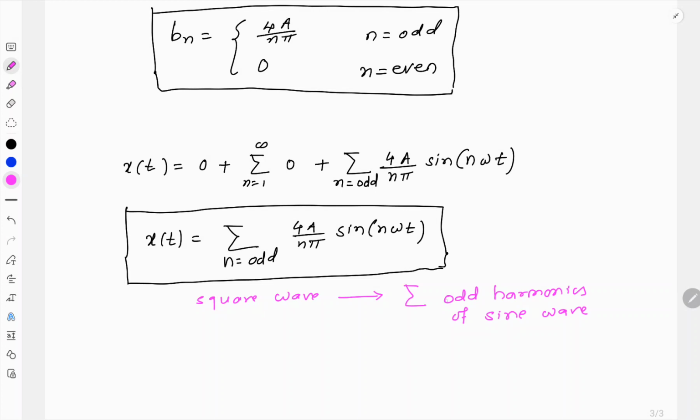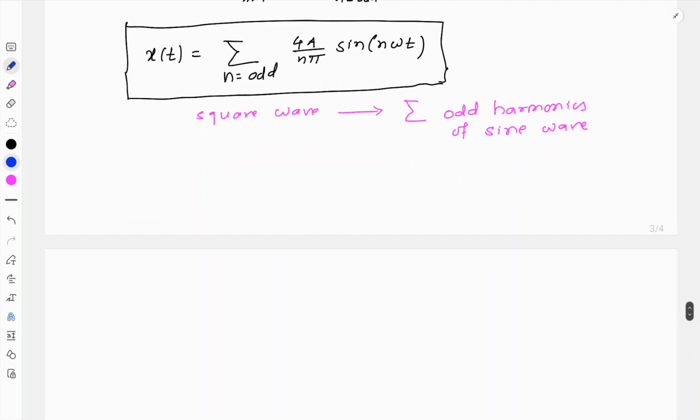So for a square wave, it is the summation of odd harmonics of sine wave, which is given by this equation. If we look at this equation, the summation over n equal to odd, 4a upon n pi is the coefficient, that is the amplitude of this sine wave, and only this sine wave exists for odd values of n. Therefore we can say that a square wave is the summation of odd harmonics of sine wave. Now we need to plot the magnitude and phase spectrum.